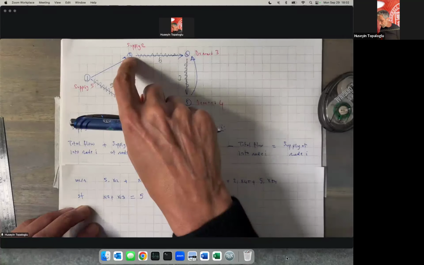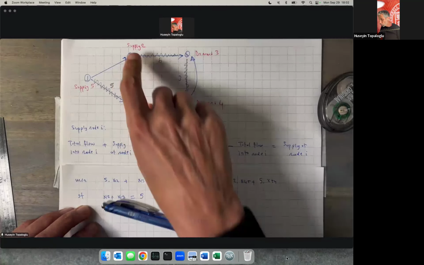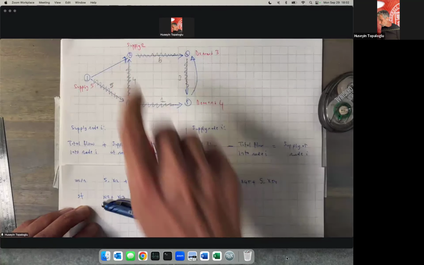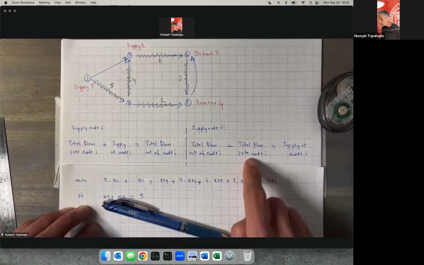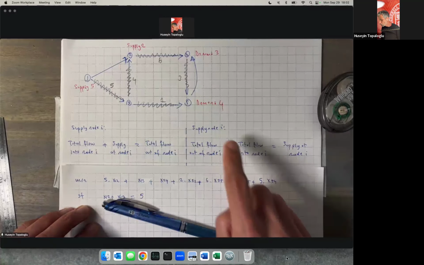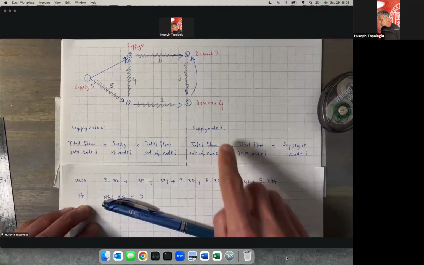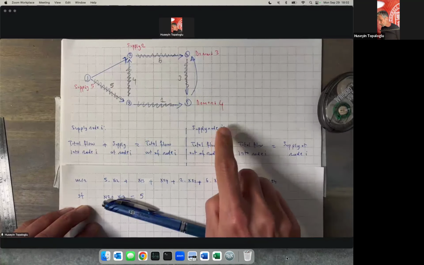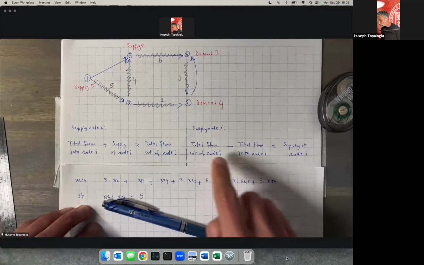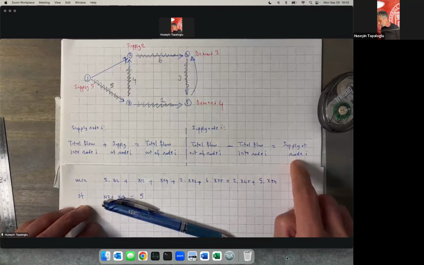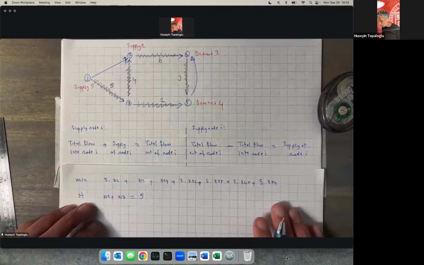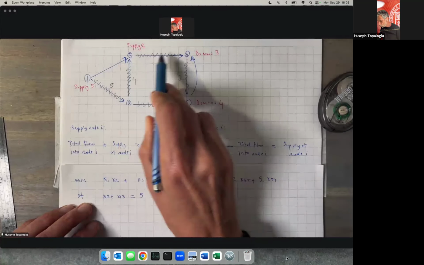Let's write down the flow balance constraint for node 2. Node 2 is also a supply node, so I'm going to use the same logic. The total flow out of node 2 minus the total flow into node 2 is equal to the supply at node 2. What is the total flow out of node 2?